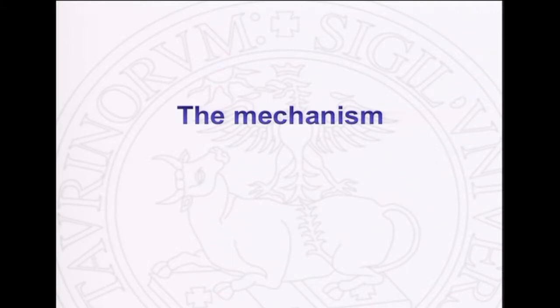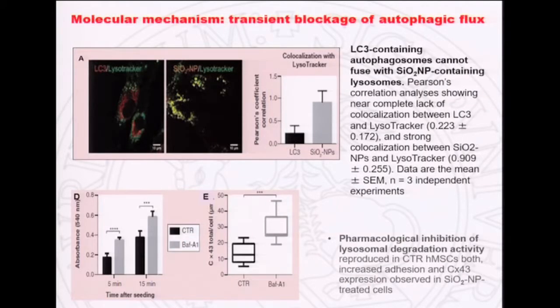But what's the mechanism that can explain all these observed phenotypes? What we think is that the majority of the explanation stays in a transient blockage of the autophagic flux that is induced by our nanoparticles. First, we saw that when the lysosomes of cells are full of our nanoparticles, it is not possible anymore for the autophagosomes that here are marked in red with LC3 probe, they do not fuse anymore with lysosomes. And this is a Pearson correlation analysis showing this lack of co-localization.